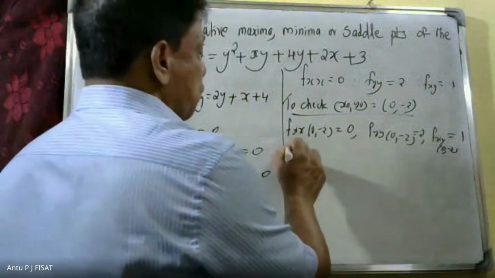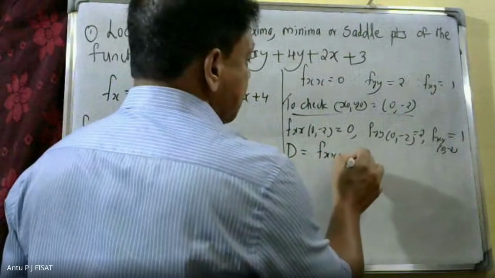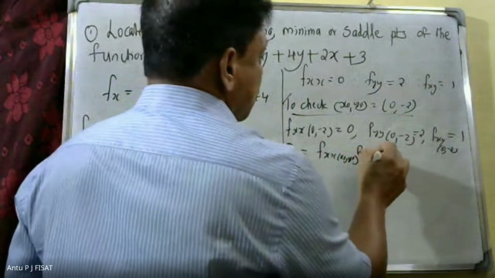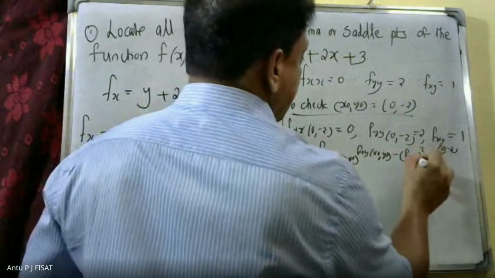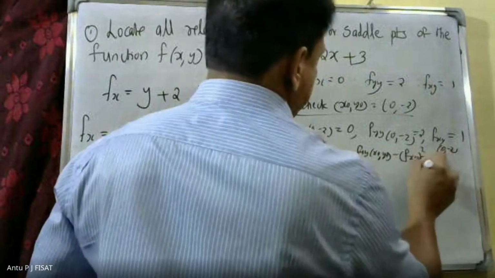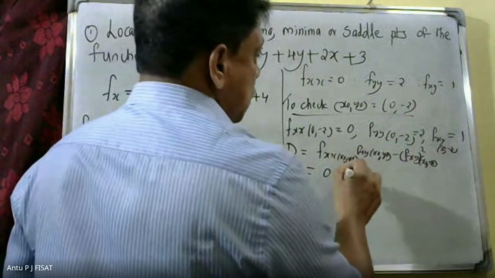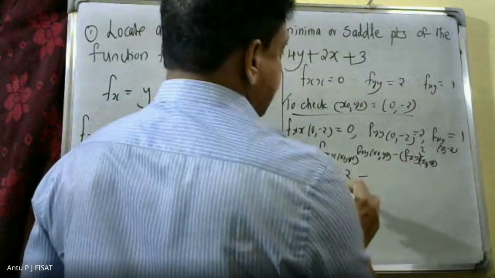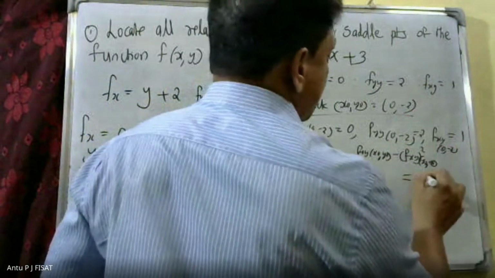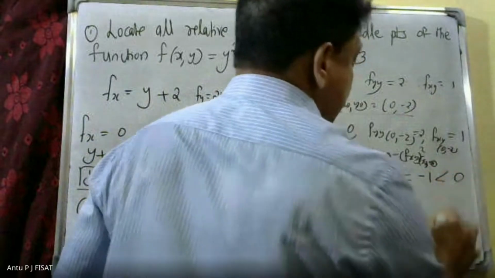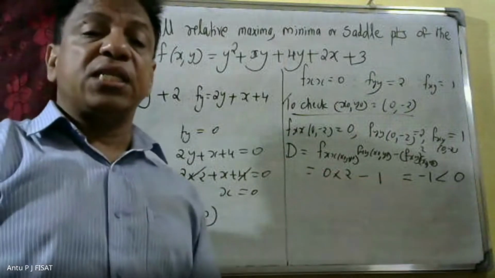Then calculate the value of D. D is equal to fxx(x0, y0) fyy(x0, y0) minus fxy squared at (x0, y0). This is 0 into 2 minus, fxy is equal to 1. Therefore, the value is equal to -1, that is less than 0. The value of D is equal to -1, less than 0.